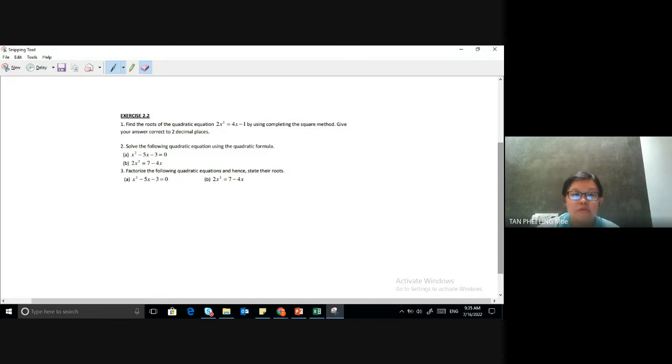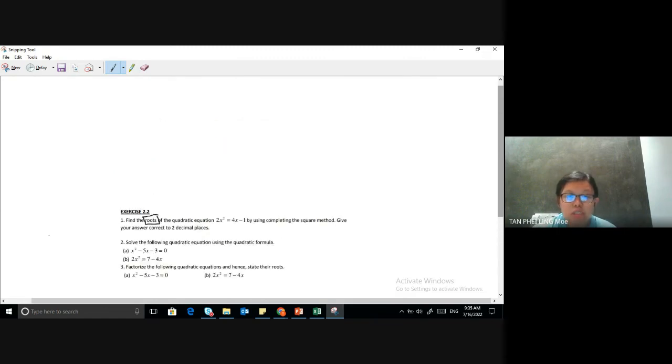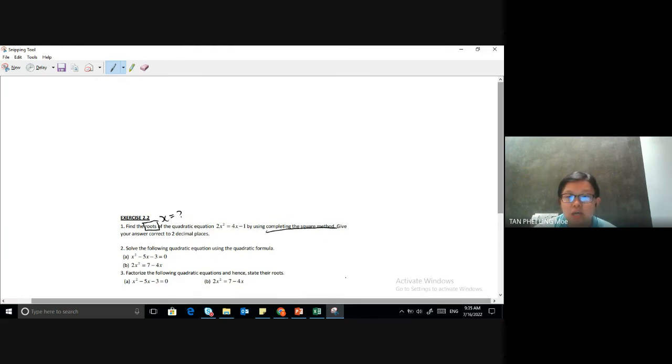Okay, so find the roots. The keyword here is roots. When you find roots, you're finding the x, or whatever the final answer is, of the quadratic equation by using the completing the square method. Give your answer to 2 decimal places. So they want completing the square. As I mentioned, if the question asks for completing the square, then you cannot run away but must do it. So let's do it together.